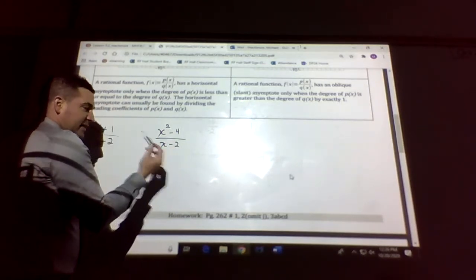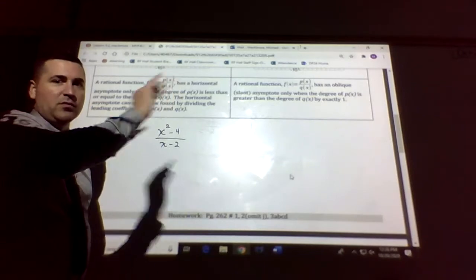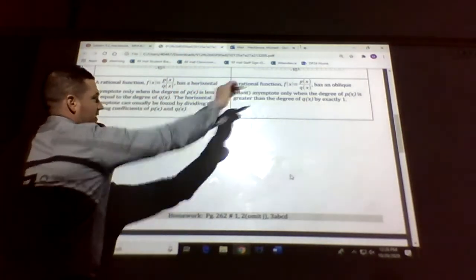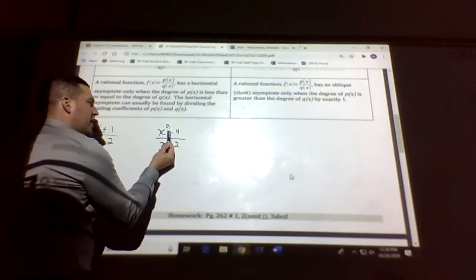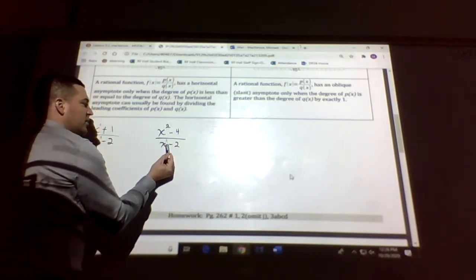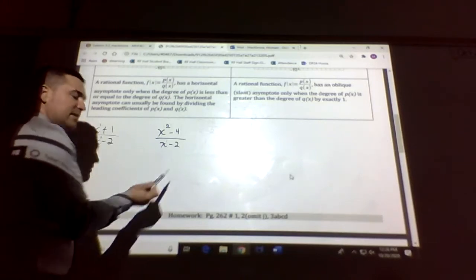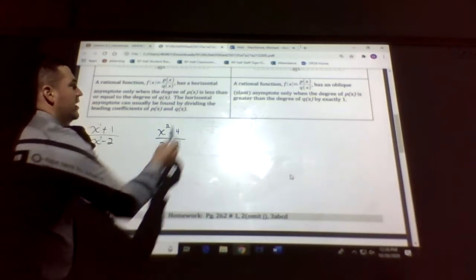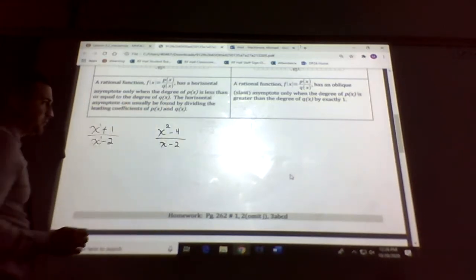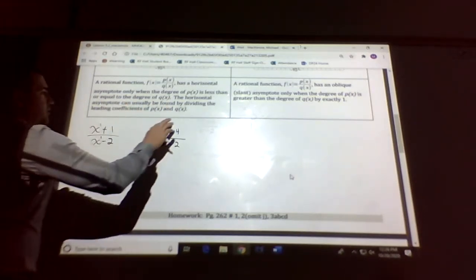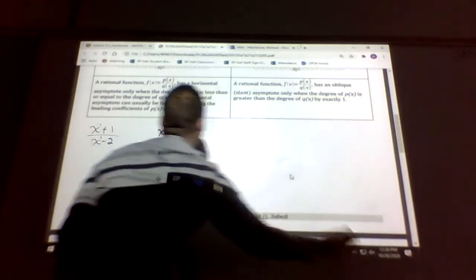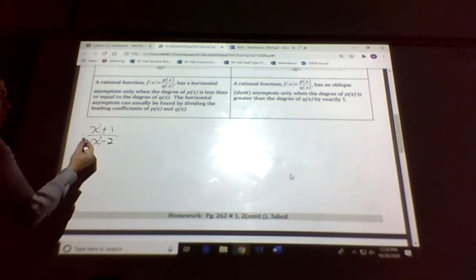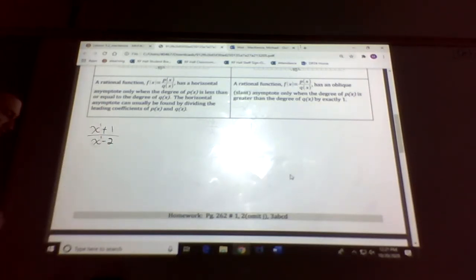In this second example, ignore what I said before about the horizontal through the hole. It's not the case, it's the vertical in that example. Here now, the degree is 2, and here the degree is 1. This would not have a horizontal asymptote because the degree is higher here. It's not less than or equal to. So this one won't have a horizontal asymptote. Now that the first one is equal or less than, we can find a horizontal asymptote in this case.